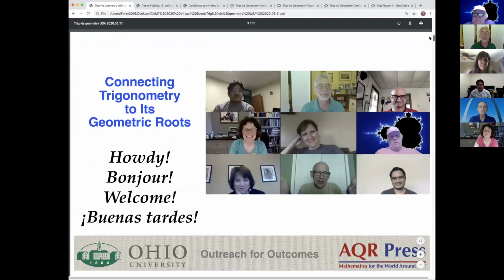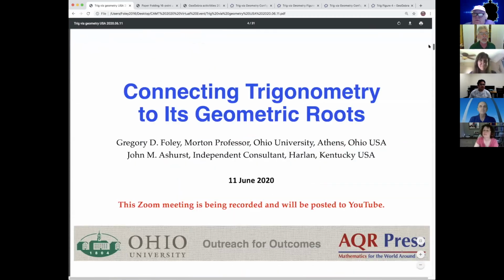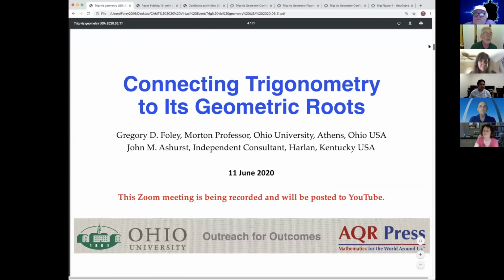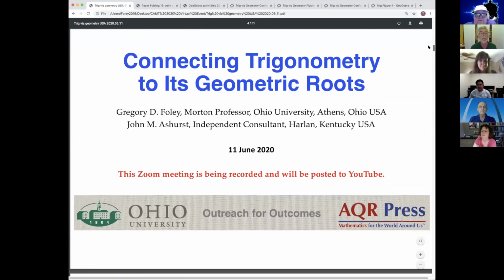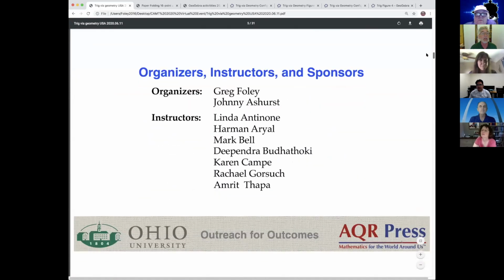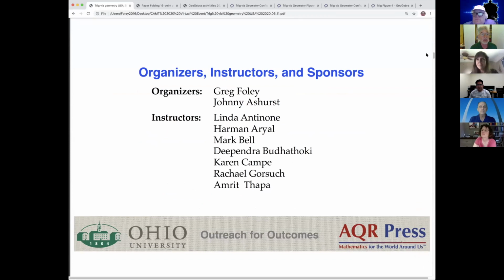So these are the folks that you will be seeing more of as we go into breakout rooms. Johnny Ashurst and I were the ones who've kind of organized this. And it's based on a similar workshop we did in San Antonio last year and that we did last week for teachers in the country of Nepal. So Johnny and I have organized this and will also be instructors.